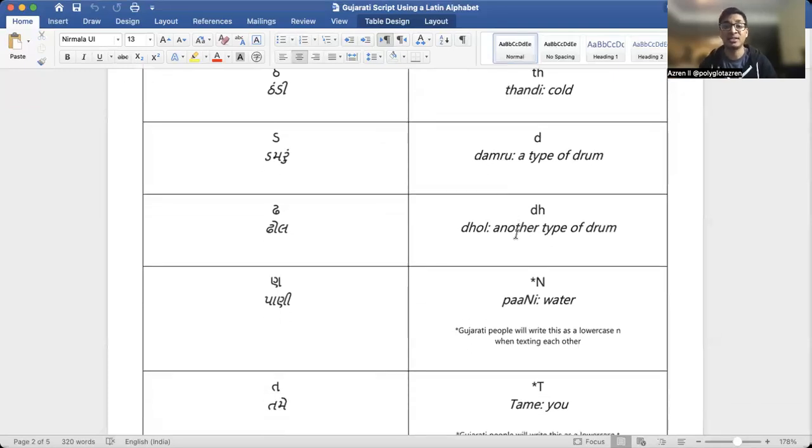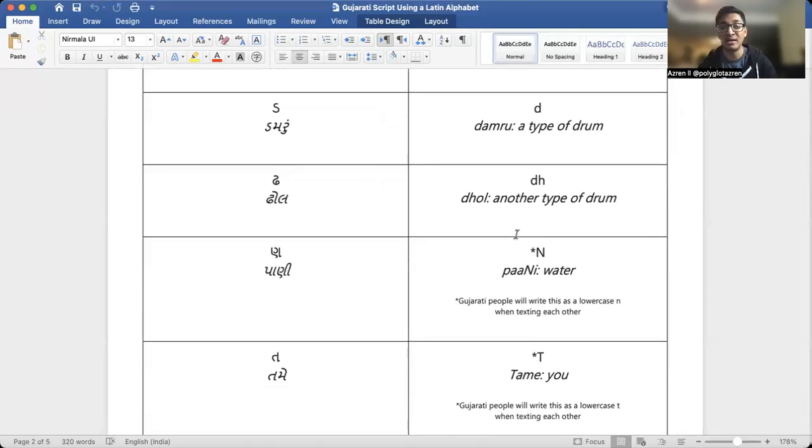Next letter is da, such as the word damru. Damru is kind of like a type of drum. If you search D-A-M-R-U, I think that's how you spell it in English, you will find pictures on Google, and you'll see exactly what kind of drum it is. Da is written with a lowercase d.